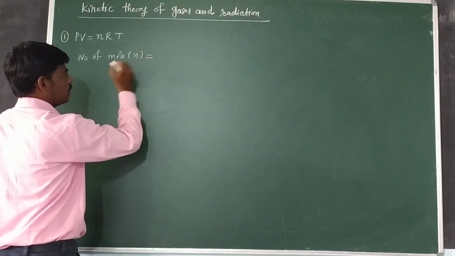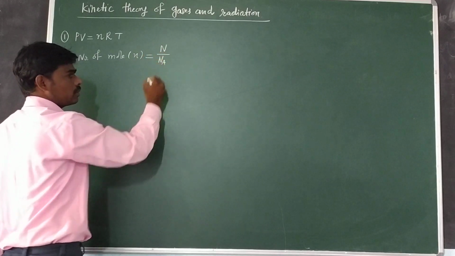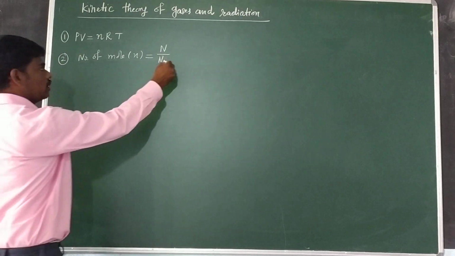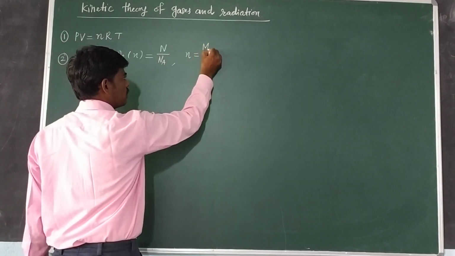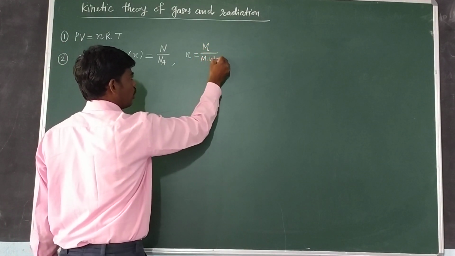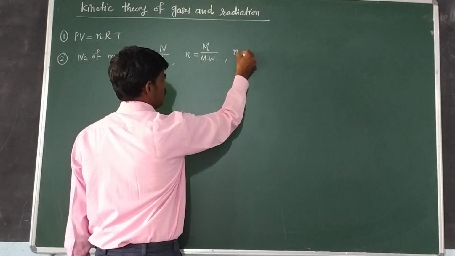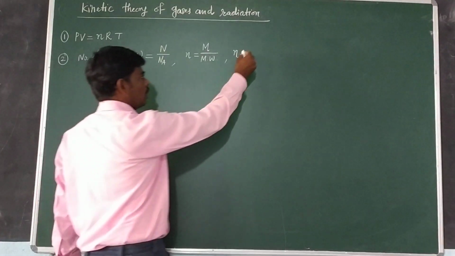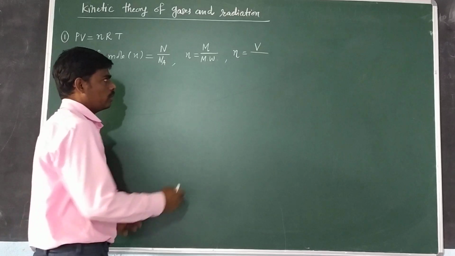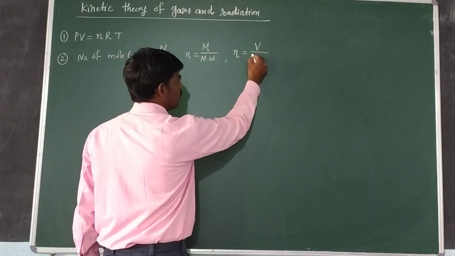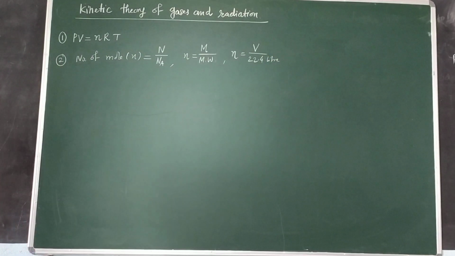First formula, number of moles is nothing but number of molecules upon Avogadro's number. Second, number of moles is given by mass divided by molecular weight of the substance. And third, number of moles is also given by volume occupied by the substance, gas or liquid, divided by 22.4 liters. So these are the basic formulas when calculating number of moles.